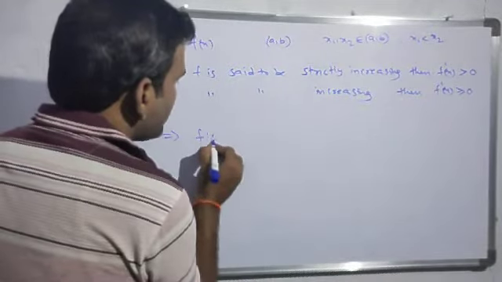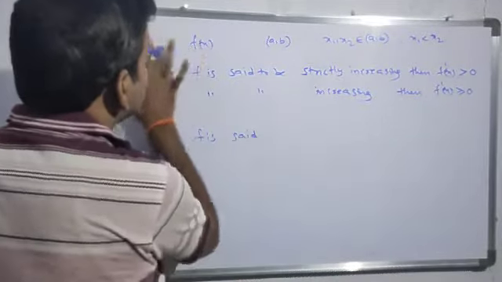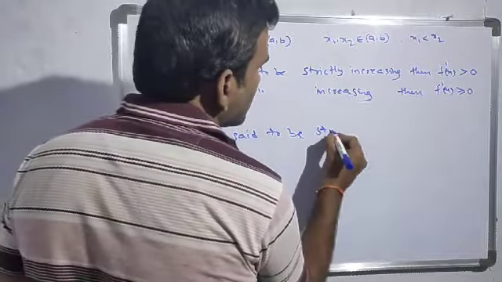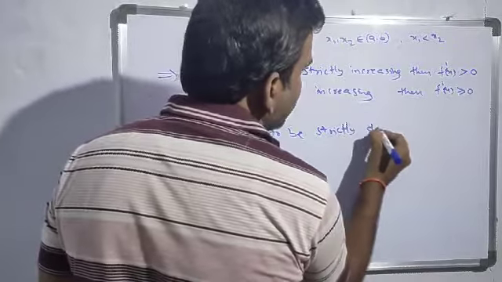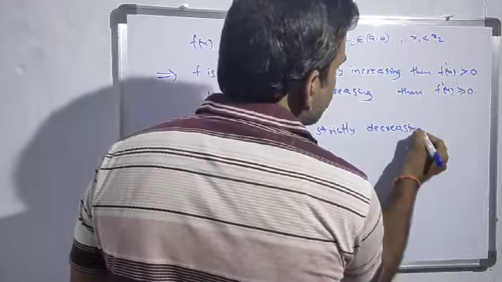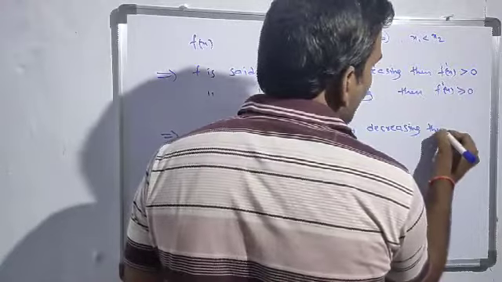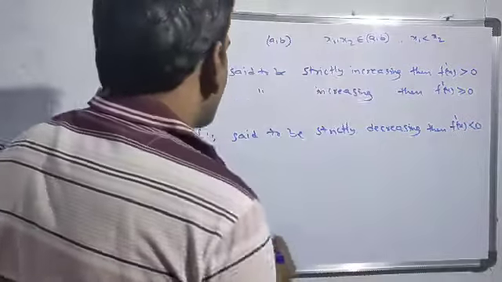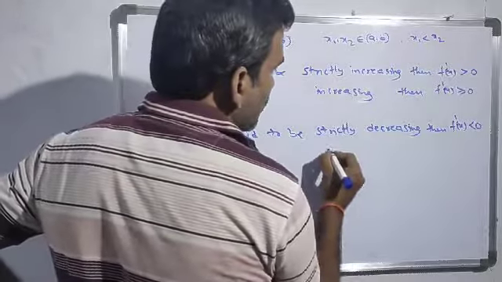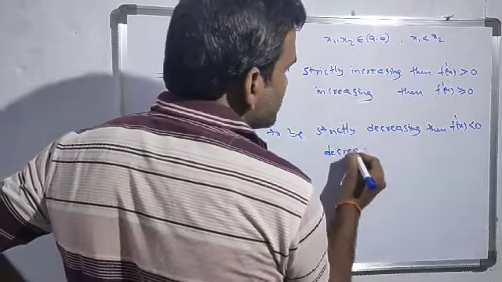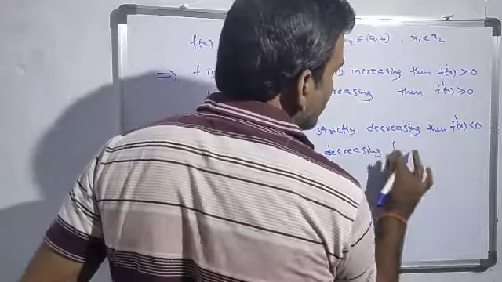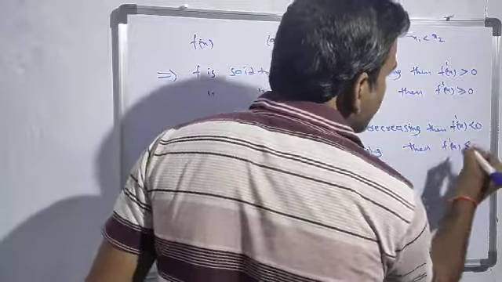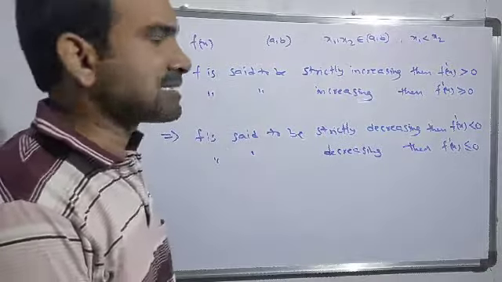Next, f is said to be strictly decreasing, then what is our necessary condition? f'(x) less than 0. If f is said to be only decreasing, then f'(x) less than or equal to 0. These are the main contents.